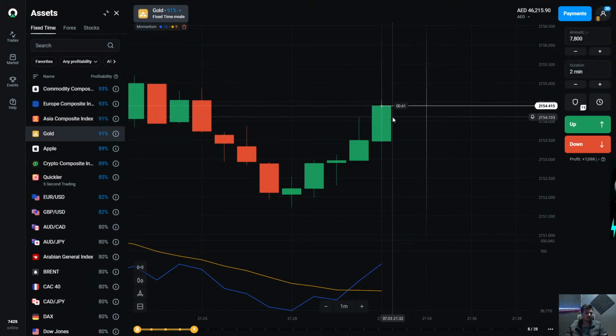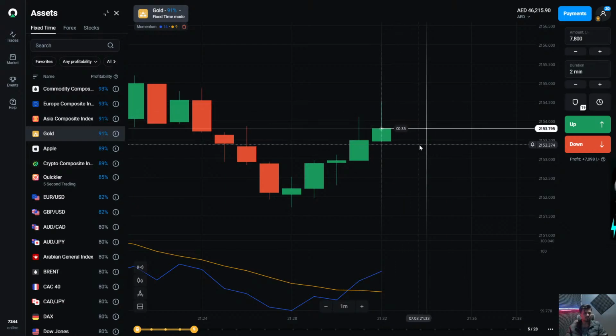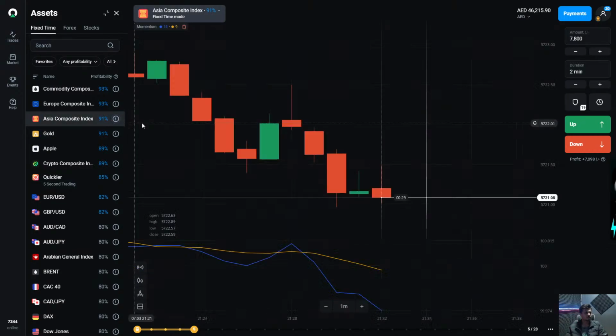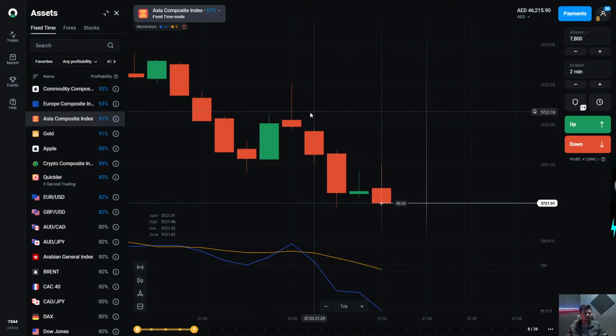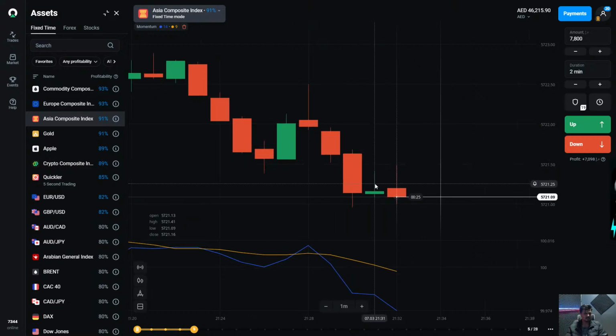Here from the last 5 minutes it just went in the upward direction, and it will come back again, it will go to the upward direction again, so I can wait here because I don't think that it will move to the downward too much. What about the Asia Composite Index? Oh, it's still trying to move to the downward, guys.